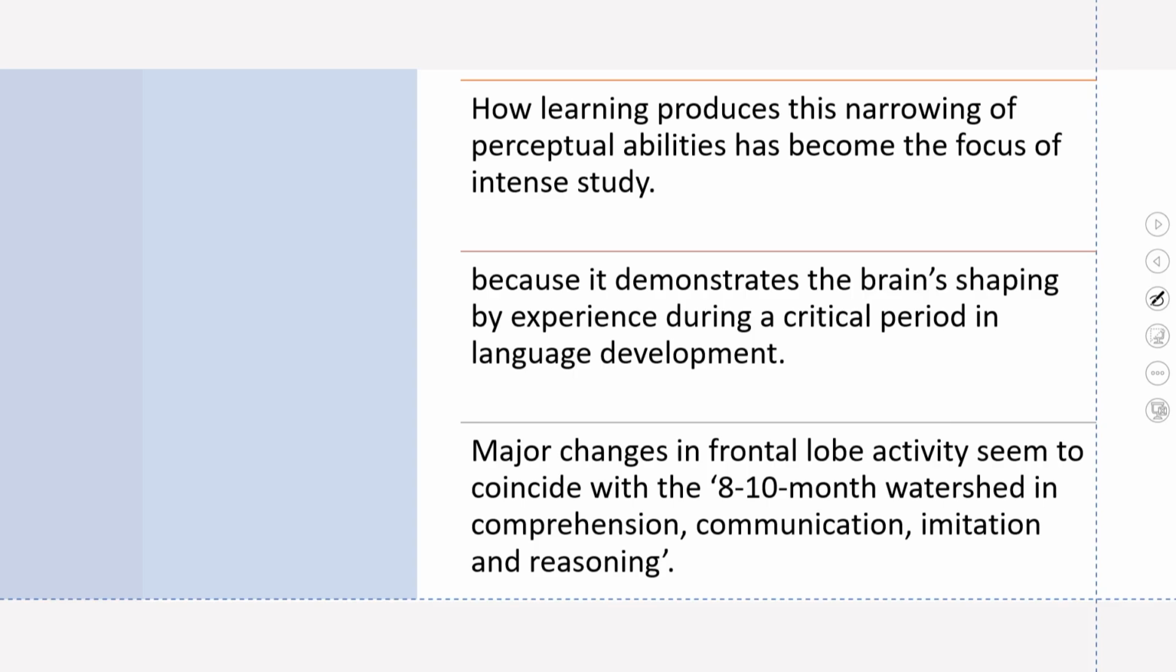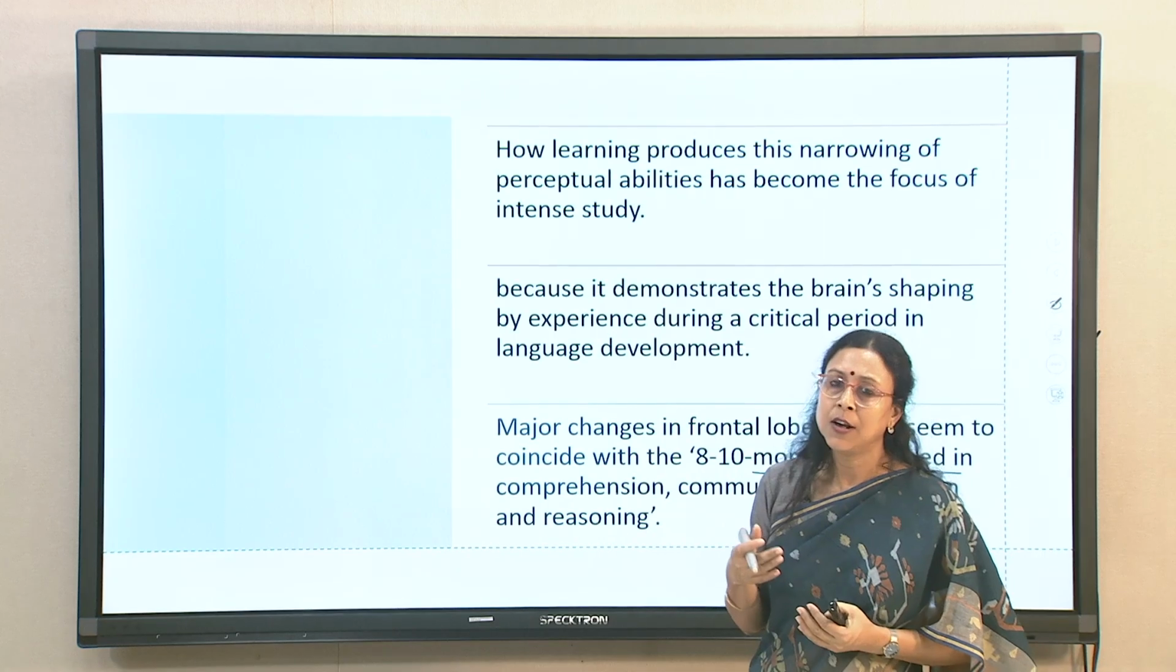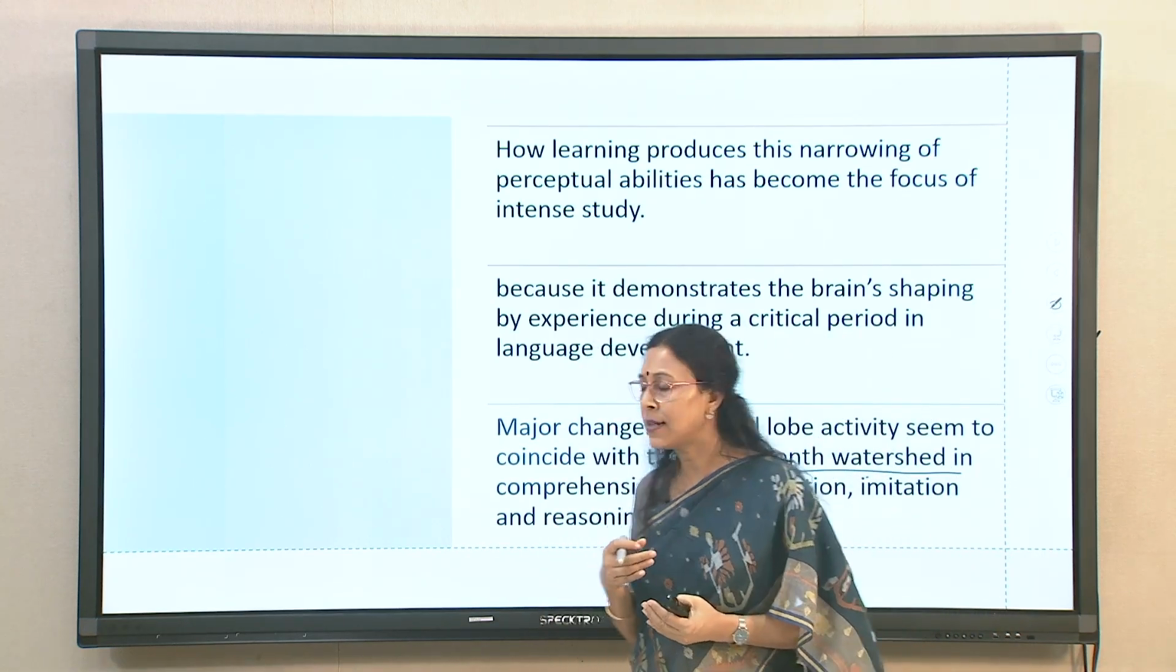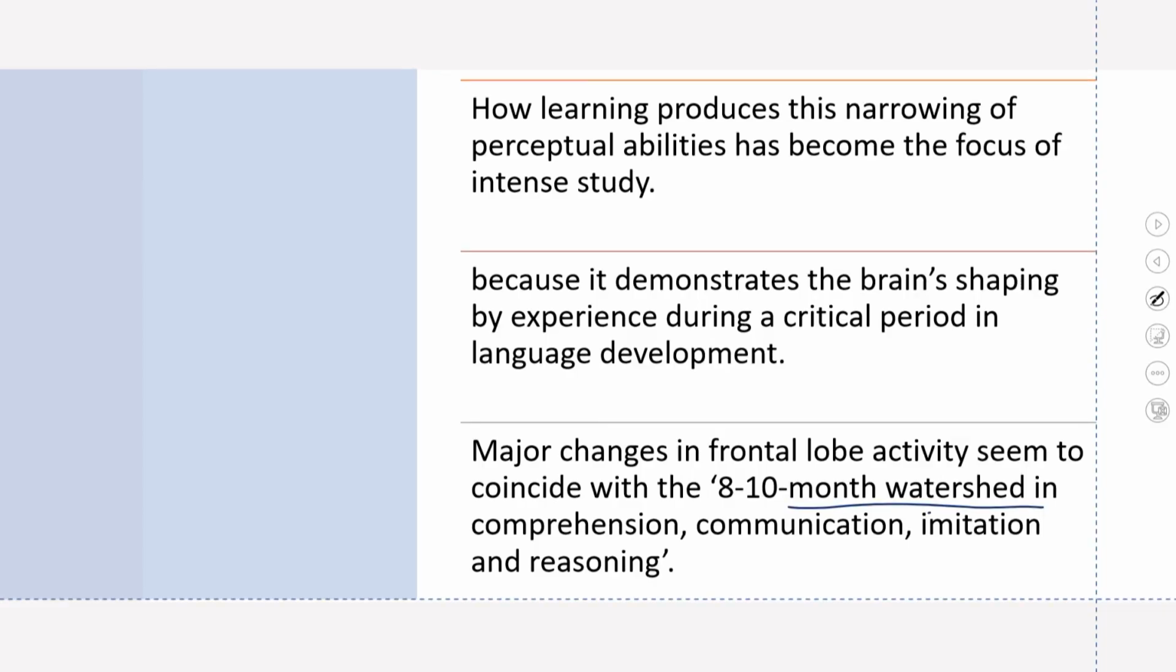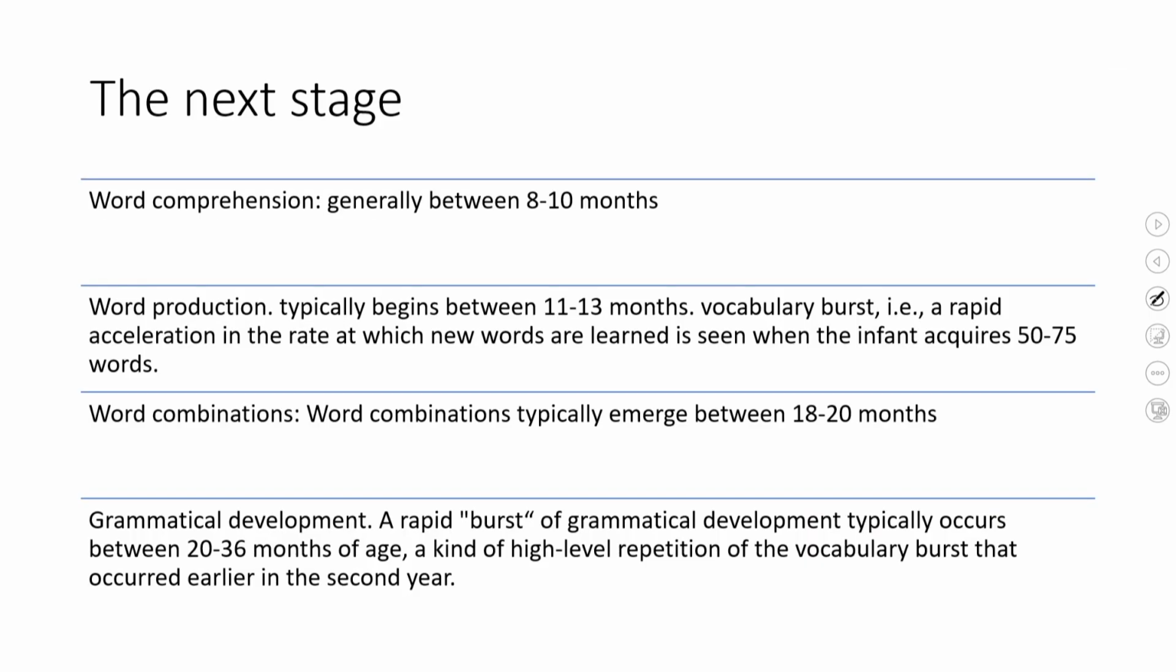Major changes in the frontal lobe activity seem to coincide with this particular stage of language acquisition. This is also called the 8 to 10 month watershed, because major changes happen, not only this perceptual narrowing, but also comprehension, communication, imitation and reasoning. So, the frontal lobe activity goes very high at that time. There are a lot of coinciding things happening.